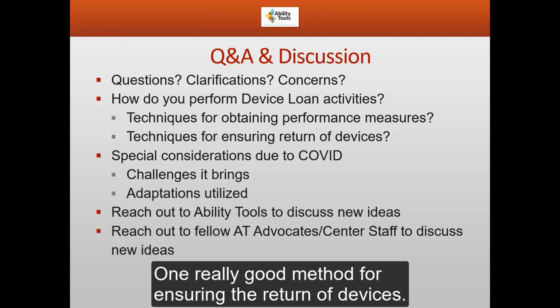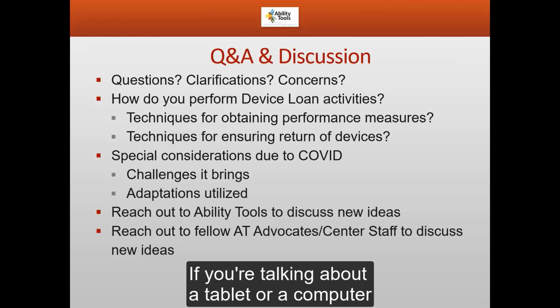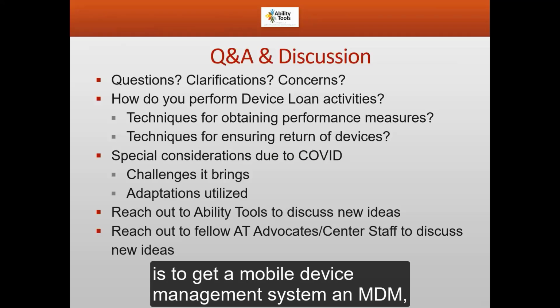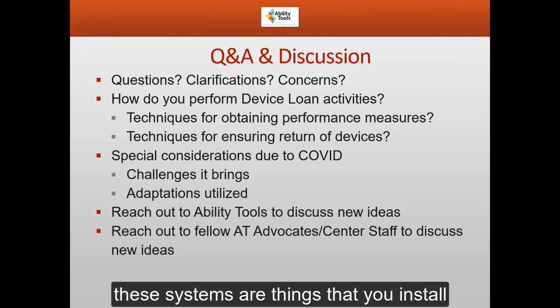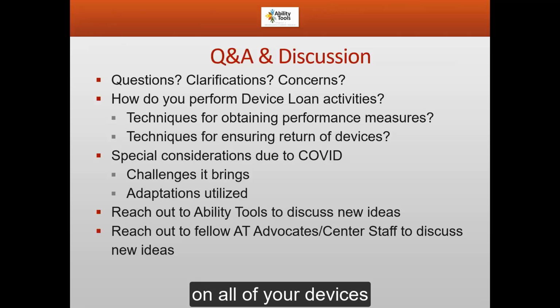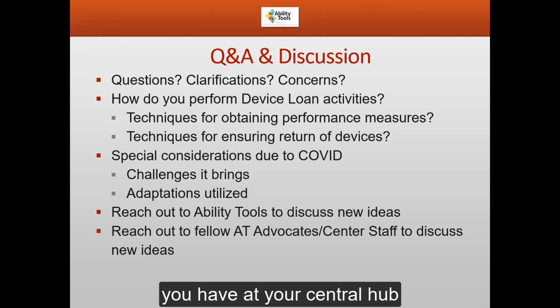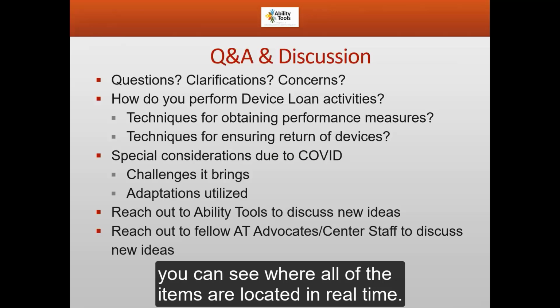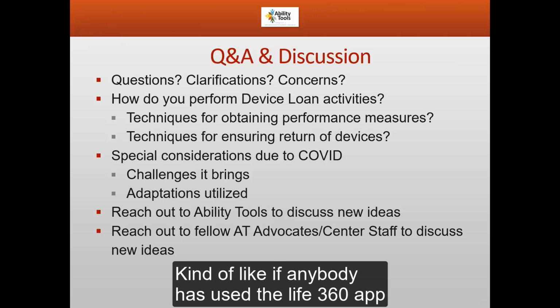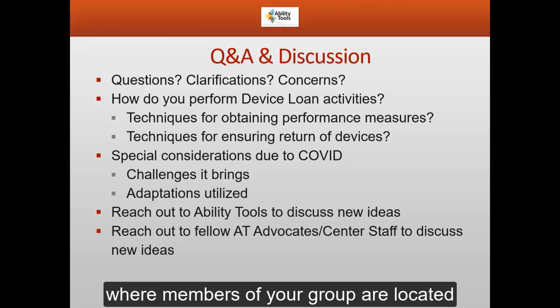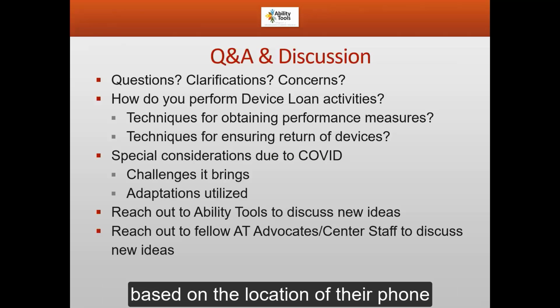One really good method for ensuring the return of devices, if you're talking about a tablet or a computer, is to get a mobile device management system, an MDM. These systems are things that you install on all of your devices, and they provide a GPS location. At your central hub, you can see where all of the items are located in real time, kind of like if anybody has used the Life360 app, where you can track where members of your group are located based on the location of their phone.